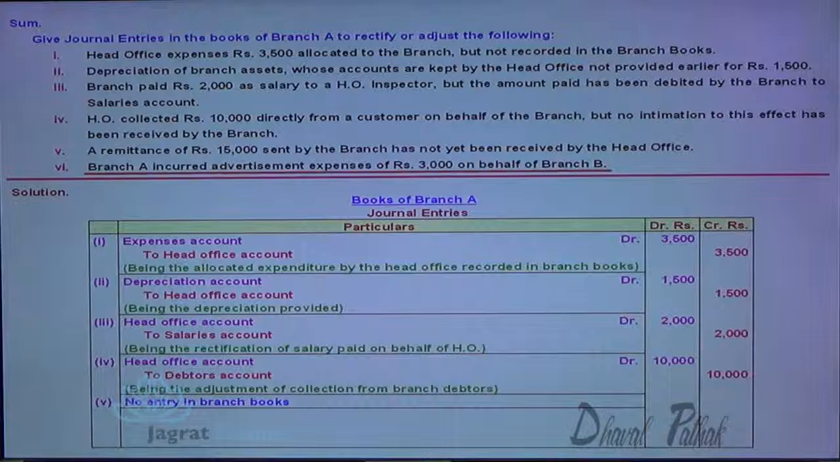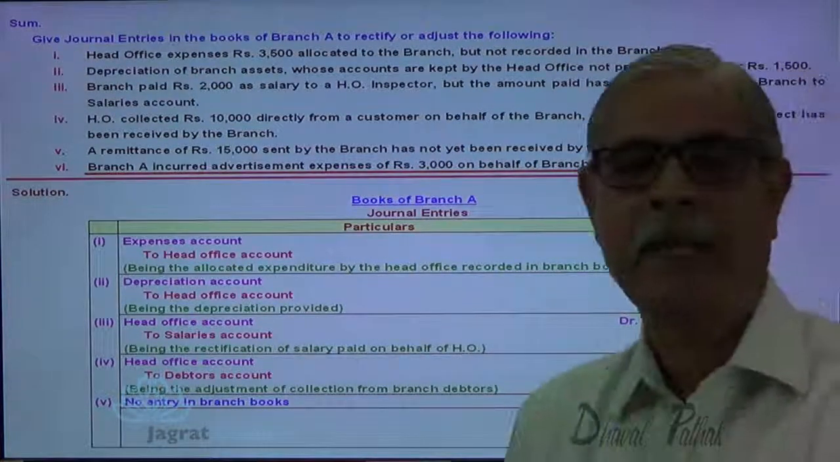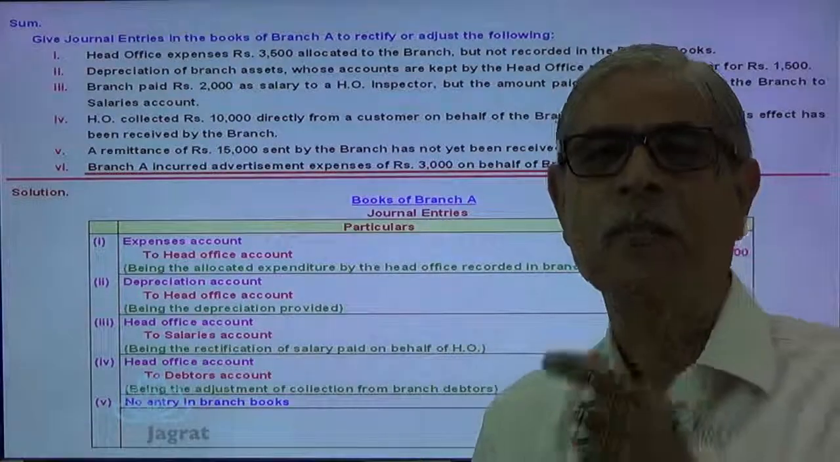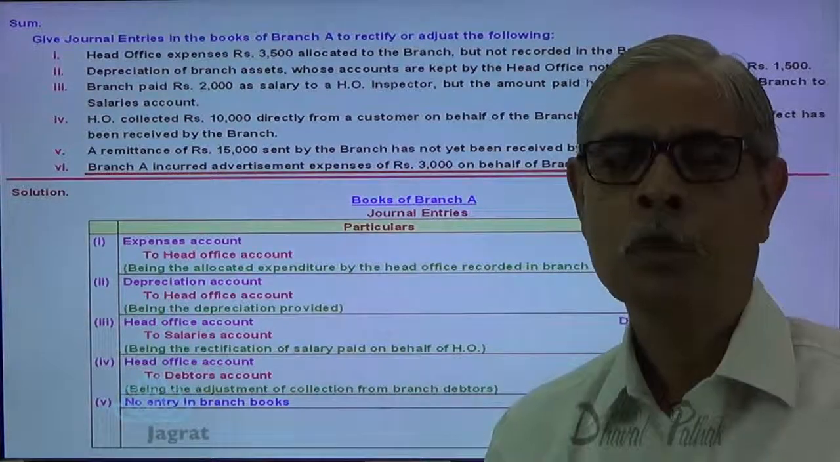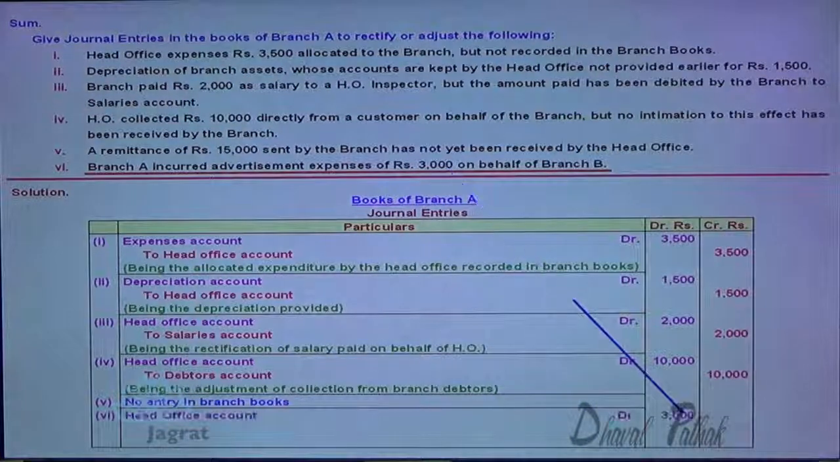Branch incurred advertisement expenses 3,000 on behalf of branch B. So branch paid on behalf of branch B. It is presumed that it has been paid for HO. So HO is presumed to be the receiver. So HO account debit to cash account. So branch A incurred the expenses, advertisement expenses, rupees 3,000 on behalf of branch B. So this expense is presumed to have been paid for HO. HO account debit to cash account.